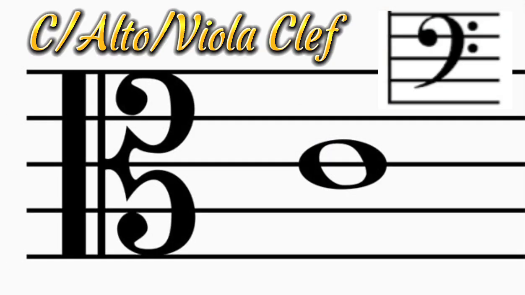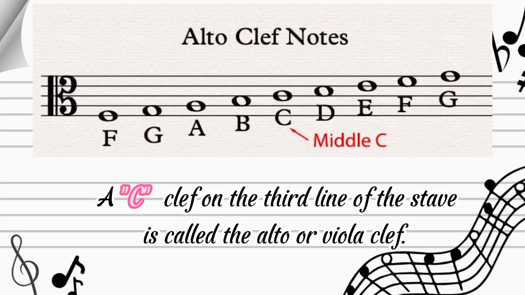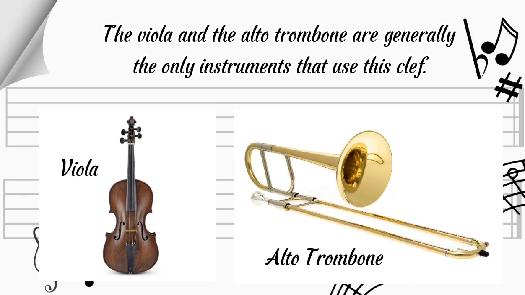C alto or viola clef. A C clef on the third line of the staff is called the alto or viola clef. The viola and the alto trombone are generally the only instruments that use this clef.